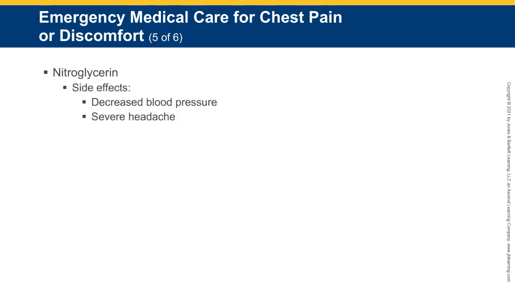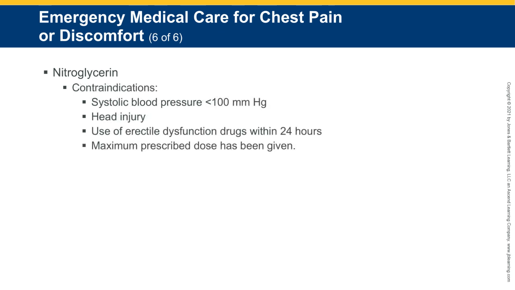However, nitroglycerin can cause side effects such as a sudden drop in blood pressure and severe headaches. Patients should be monitored closely after administration. Nitroglycerin should not be given if the patient's systolic blood pressure is below 100 mm of mercury, if they have a head injury, or if they have taken erectile dysfunction medication within the past 24 hours. Additionally, do not exceed the prescribed dose.